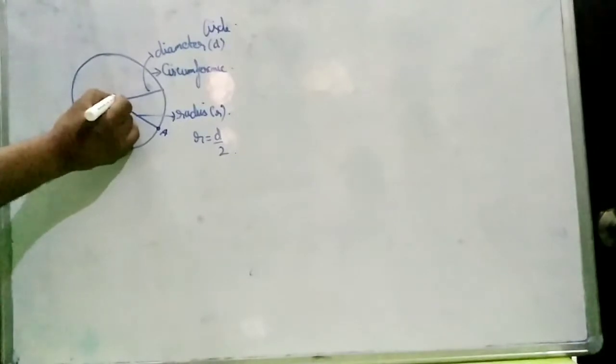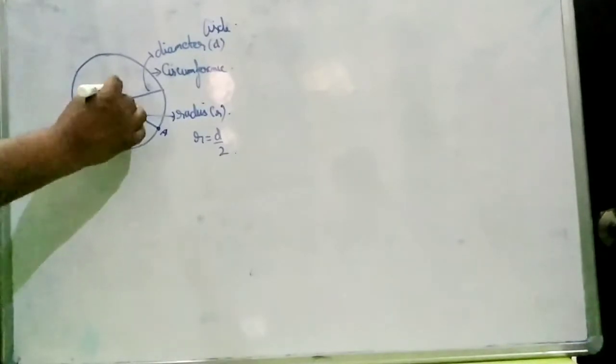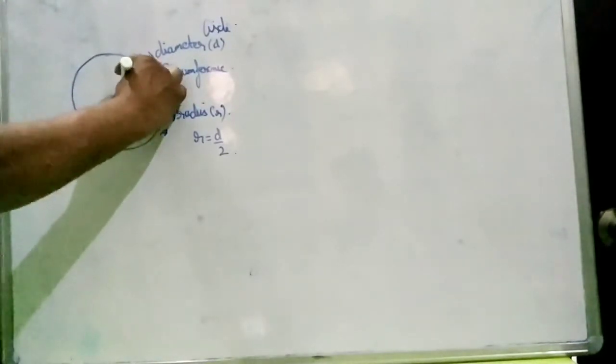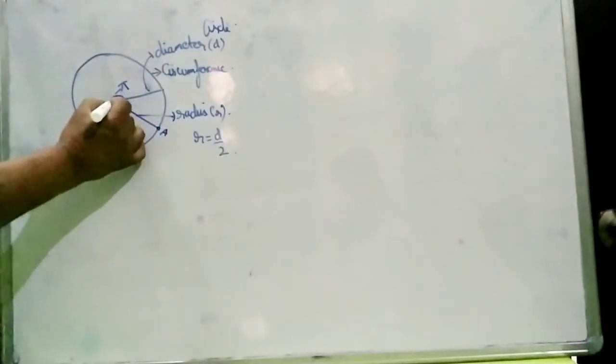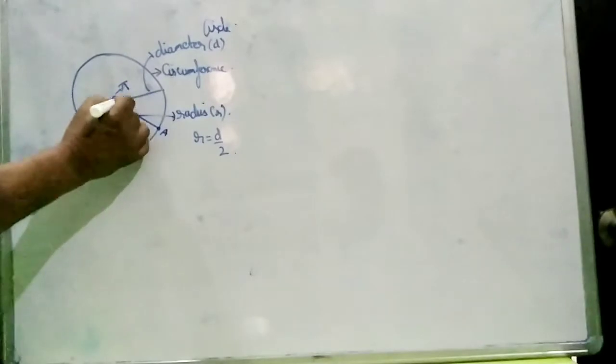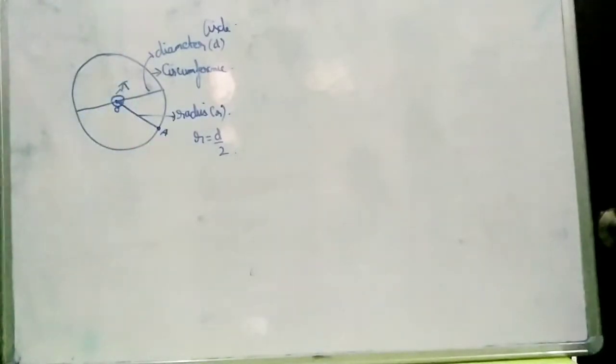If you make a complete angle of this semicircle, this is a semicircle, so it will be 180 degrees, basically denoted as pi, and the complete circle is denoted as 2 pi, that we will discuss later on.